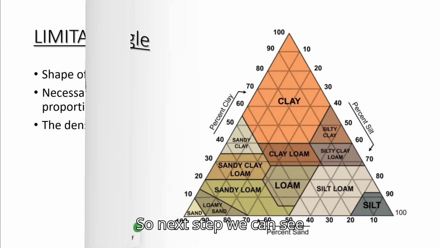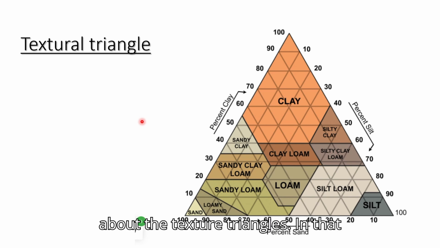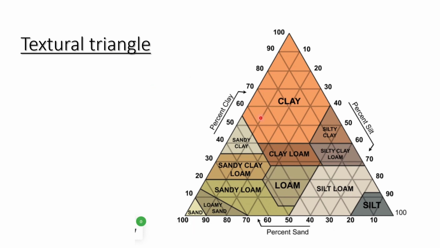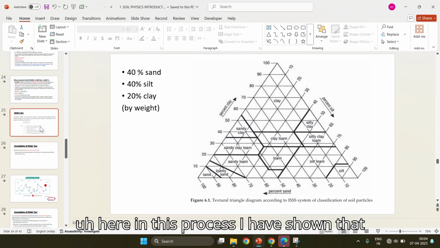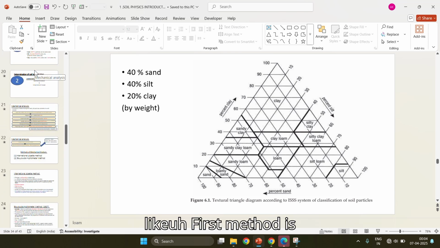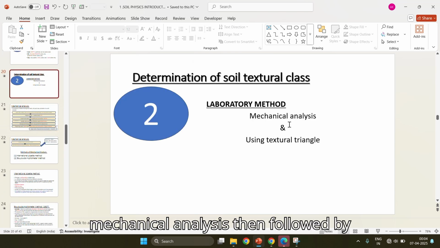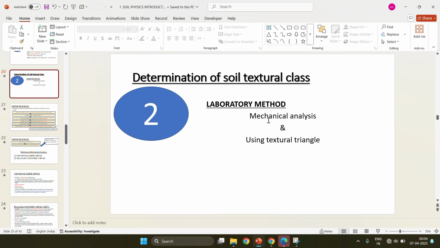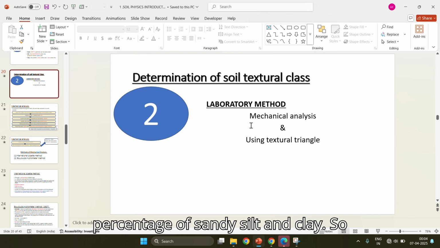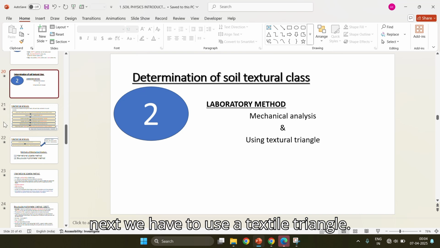So next we can see the textural triangle. In this process, I have shown that the first method is mechanical analysis, followed by the textural triangle. After doing everything, we have got the percentage of sand, silt and clay. So next we have to use a textural triangle.